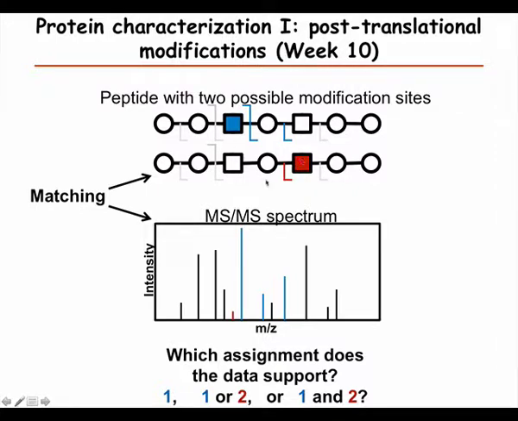In this case, we have a matching spectrum. We have much more evidence for the localization at the blue, but there is a small peak here that's inconsistent with the blue and instead supports the red. So the question is which assignment we should make: that it's only in position 1, or that it's a mixture of both, or that we can't really tell? In most cases one would say that it's 1, but there are cases that are less clear than that.